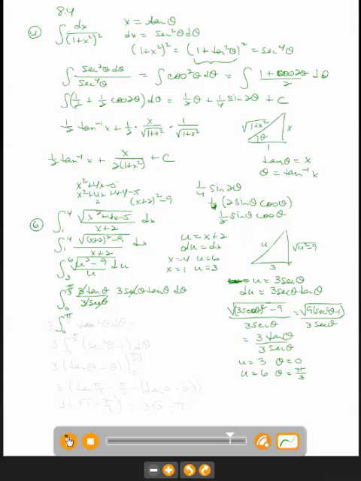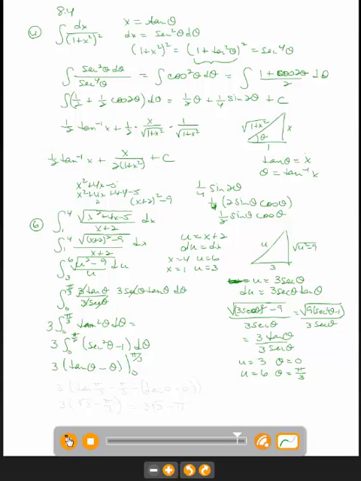So now, if I clean this nonsense up again, we have a secant that cancels, we have 3's that cancel. We have a 3 on the outside and a tangent squared of theta, which we then turn into secant squared of theta minus 1, because the integral of the secant squared is the tangent, and the integral of negative 1 is negative theta.